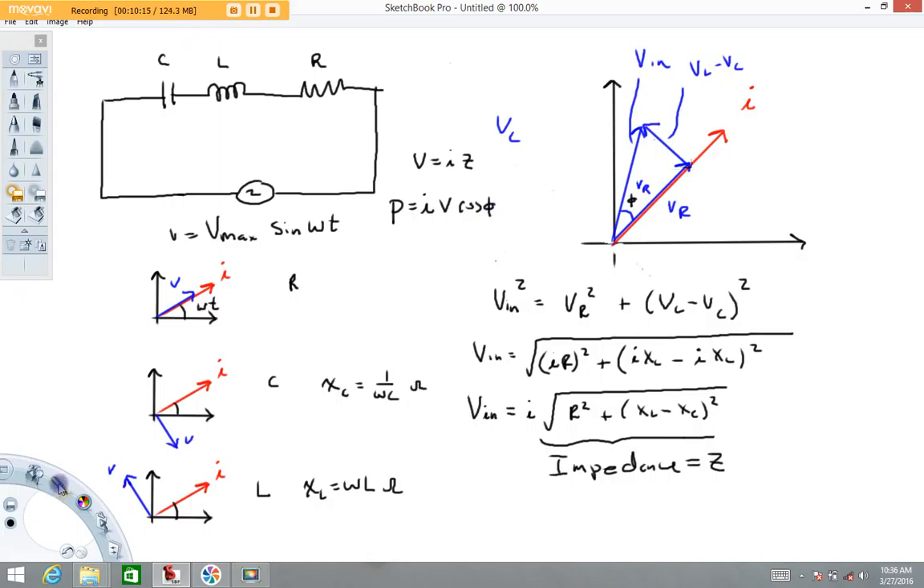Now, the phase angle isn't always 0. When it's not 0, we need to know what it is. It's pretty easy to calculate from this right triangle. We would calculate it by tangent of the angle phi equals opposite over adjacent. Now, remember that this is an I X sub L minus I X sub C, and this is an I R, and the I's will just cancel. We're going to end up with (X sub L minus X sub C) over R, and again, that was an L, that's a C, that's an R.